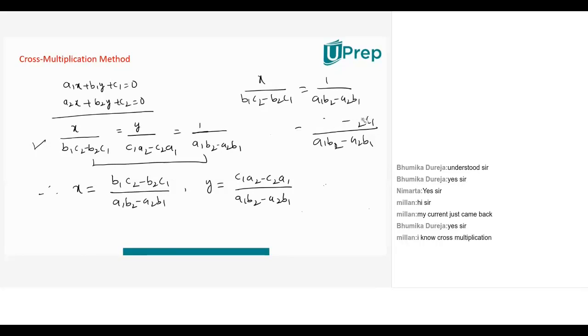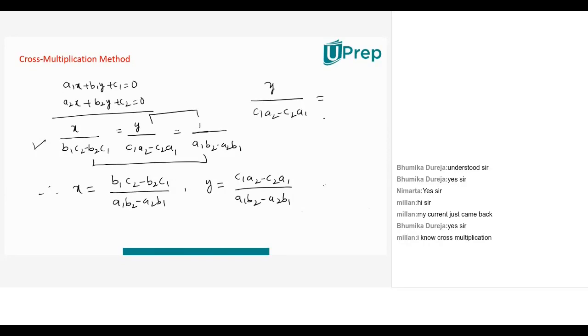Clear now? Next, your y. How to find y? Simply equate these two. So what do you get? Y is nothing but c1 a2 minus c2 a1, and the constant is a1 b2 minus a2 b1. Therefore, y is nothing but c1 a2 minus c2 a1 by a1 b2 minus a2 b1. If you cross multiply the denominator of y to the RHS, that is the value of y you get. So this is something you need to understand.